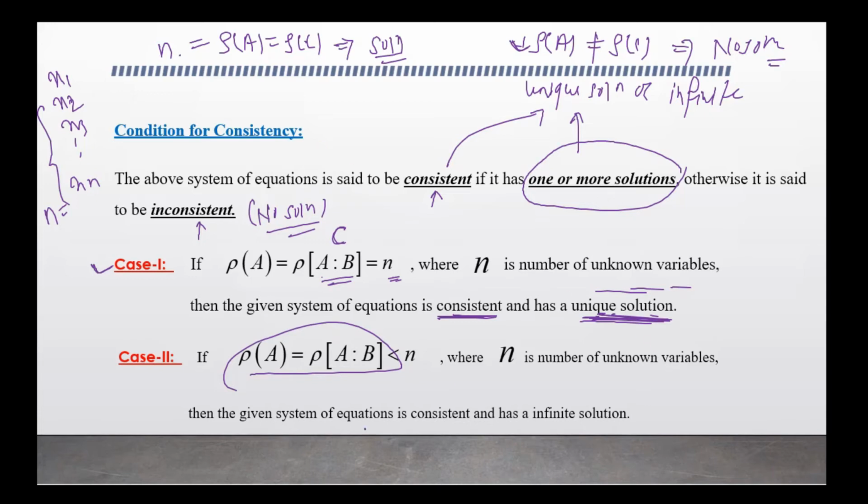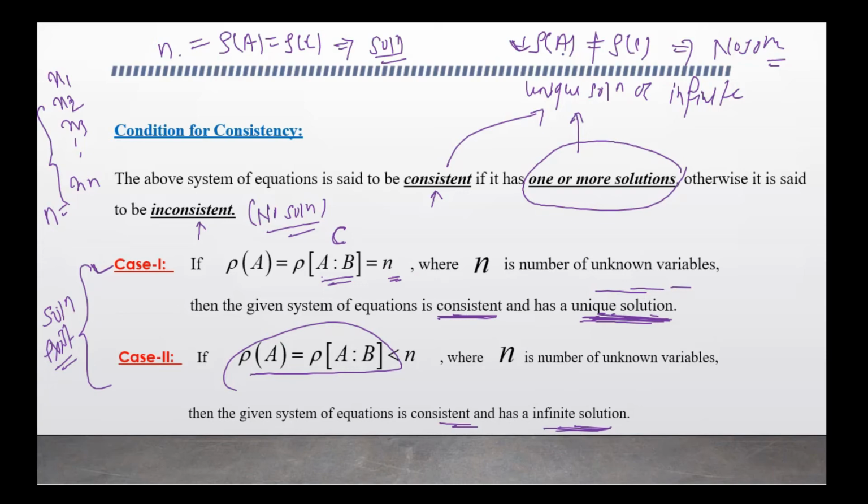Then the system is consistent, but it has an infinite number of solutions. So these are the two cases where the solution exists. It means if the rank of both the matrices are equal, then there is always a solution, which may be unique. If it is equal to the number of variables, then it is unique, and if it is less than the number of variables, then it is an infinite solution.